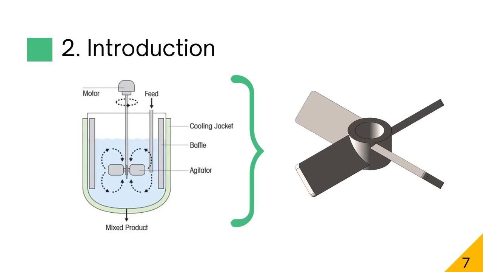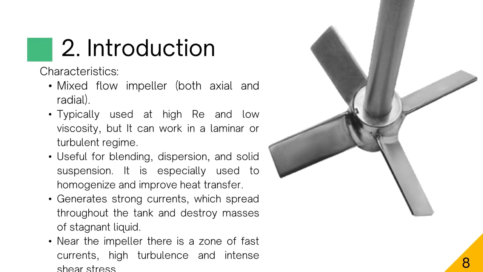In this project, a pitch blade turbine impeller is studied, shown on the right section of your screen. The main characteristic of this impeller is that it is a mixed flow impeller, both axial and radial due to its form. Typically used at high Reynolds and low viscosity, but it can work in laminar or turbulent regime. Useful for blending, dispersion, and solid suspension. It is especially used to homogenize and improve heat transfer. It generates strong currents which spread throughout the tank and destroy masses of stagnant liquid. Near the impeller there is a zone of fast currents, high turbulence, and intense shear stress.